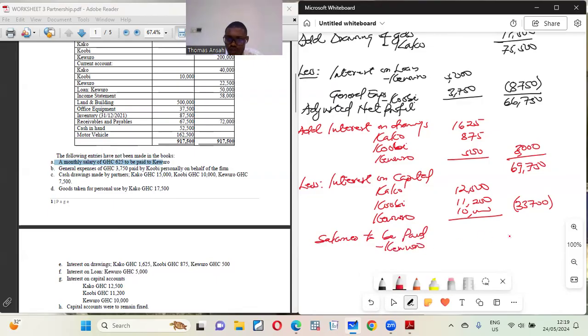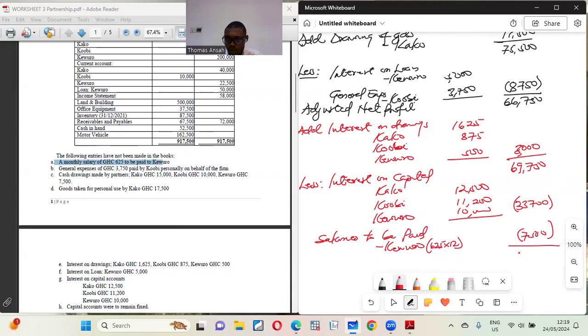Kehuro is receiving a salary of what? 7,500. So that is 625 multiplied by 12. It's monthly, so there are 12 months in a year. So you do all these. Now, when you subtract from these, what you will have is that I have 69,750. I take away 33,700. Then I also take away my 7,500.